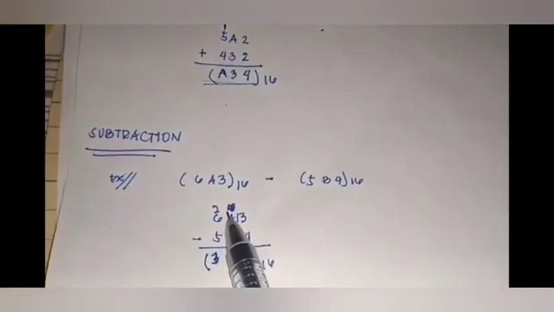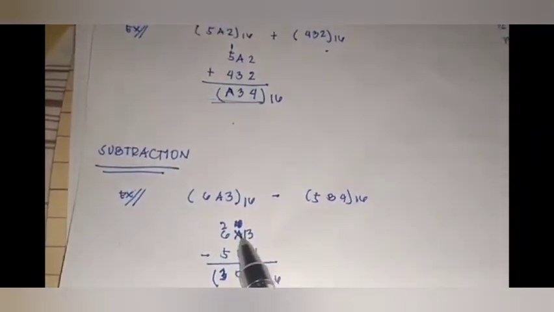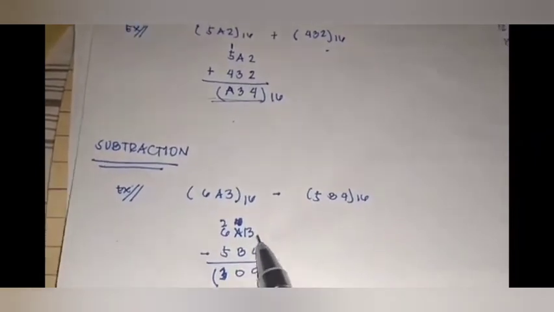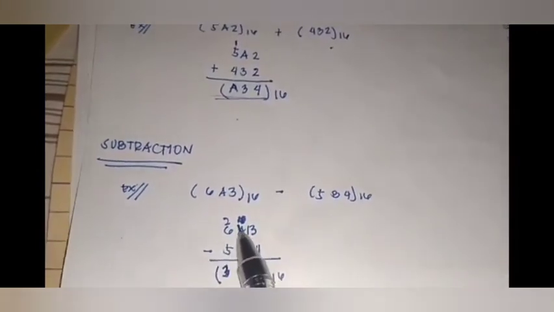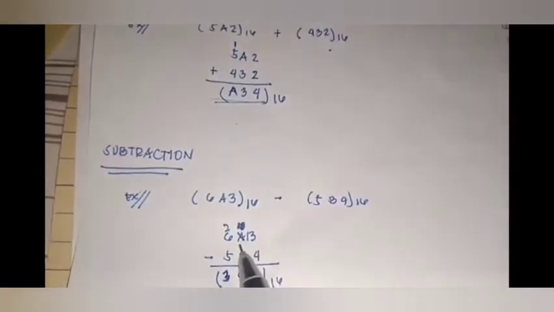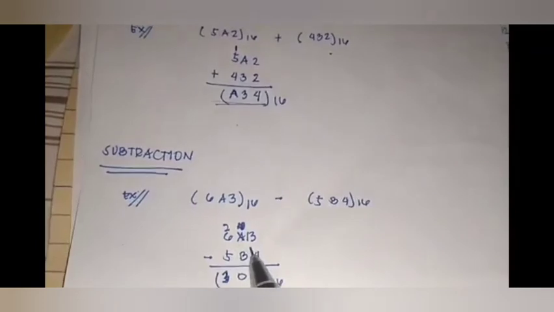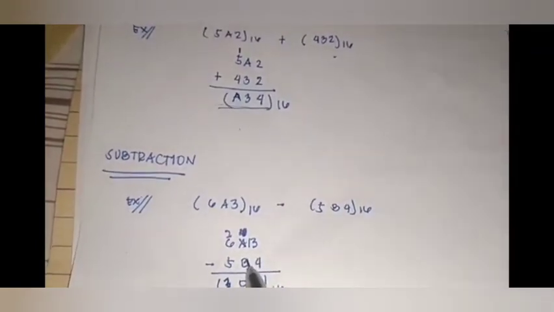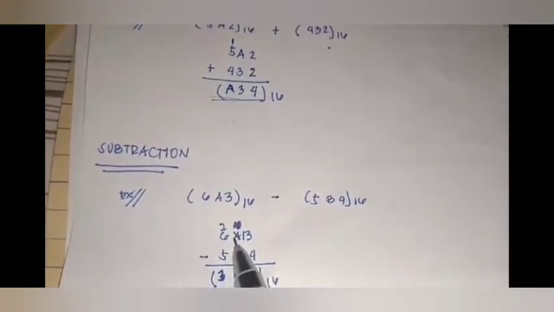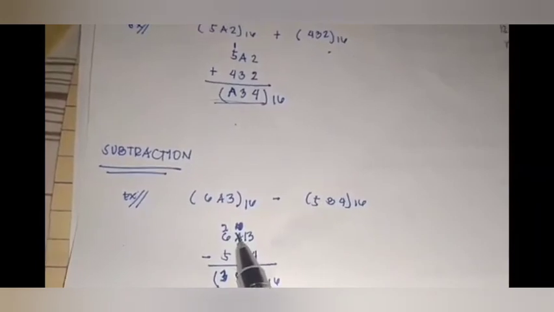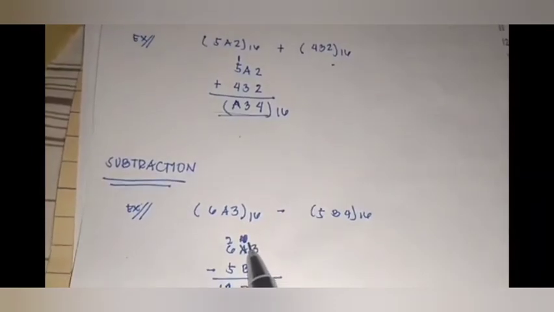So 10, let's borrow to A, so it becomes 13. So 4 minus 13 is equal to 9. So 9 minus 5, it is equal to 20 because B corresponds to 11. Then A corresponds to A. But we borrow here for the first number, so it becomes 9.